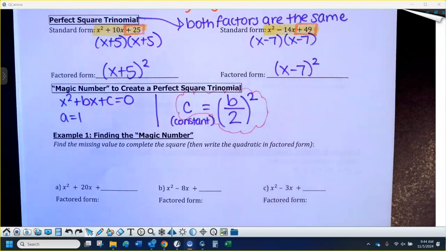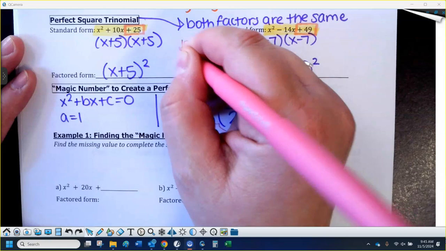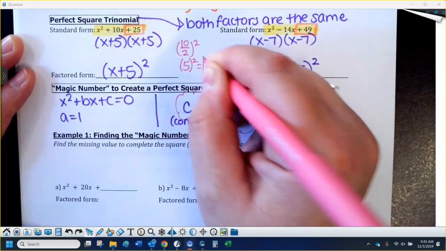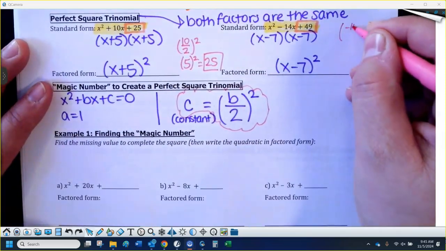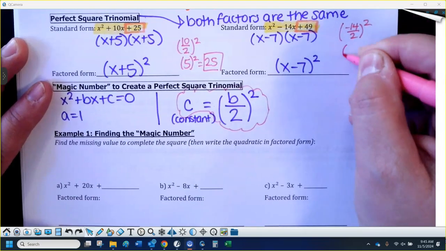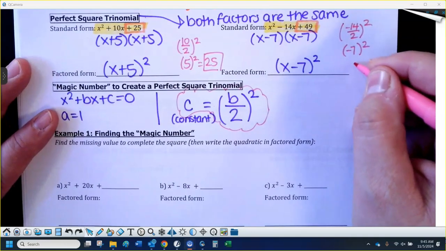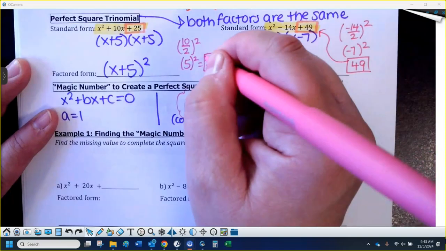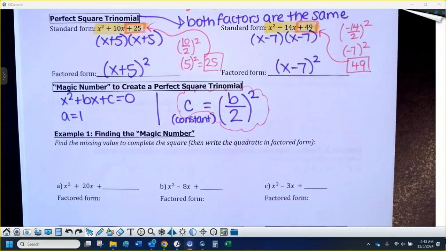I'm just going to back up and show you this real quick. On this question, my b value is 10 divided by 2 squared. That would be 5 squared, which you can see the constant term there is 25. If I did this one, my b value, negative 14 divided by 2 squared, is negative 7 squared, but anytime I square something, it becomes positive. So negative 7 times negative 7 is positive 49. And hopefully you can see those constant terms match up with that little formula. It's the b value divided by 2 squared.